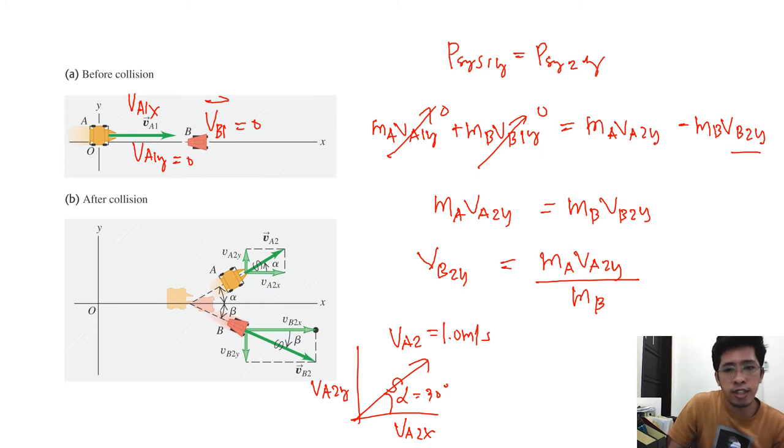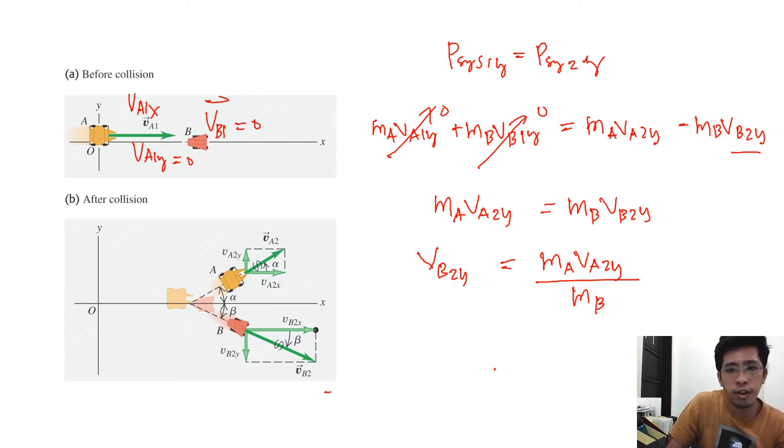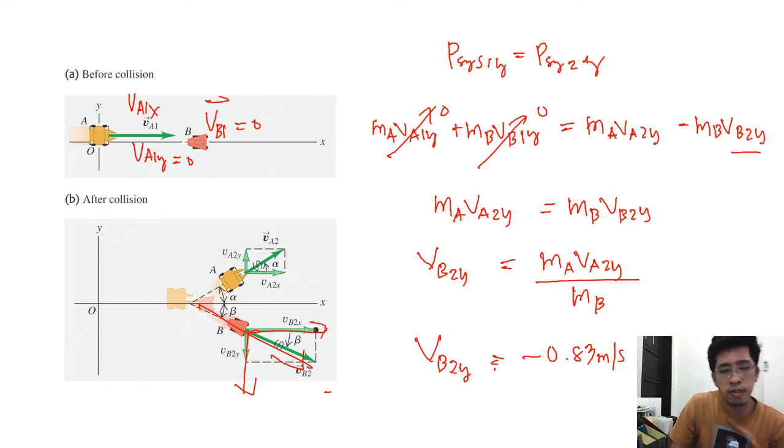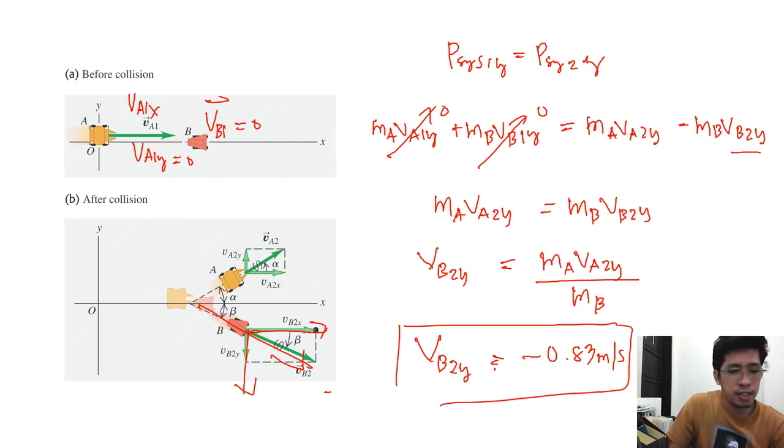Okay, so if you get these values already, you substitute this one to your VA 2y, and then you will get the value of your VB 2y, which is equal to a negative 0.83 meters per second. So negative, as you can see, because your robot B moves downwards. Okay, so it should have a negative y component of the velocity and a positive component of your x velocity. So we now have your two velocities. So again, the first is 1.9 meters per second along the x, and then the second, you have your VB2y is equal to negative 0.83 meters per second. But again, our target is your VB2, your velocity 2. So how do we solve for that one?